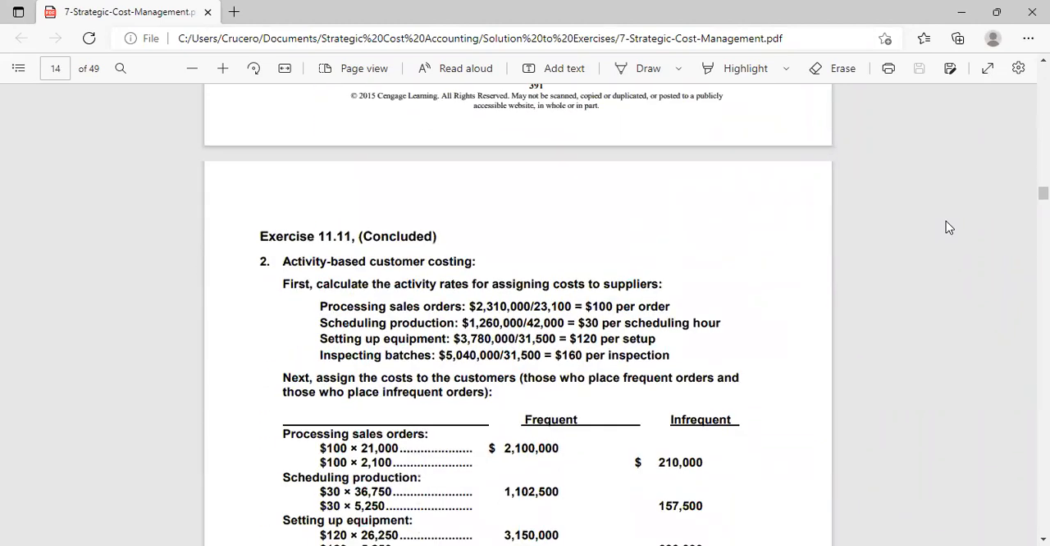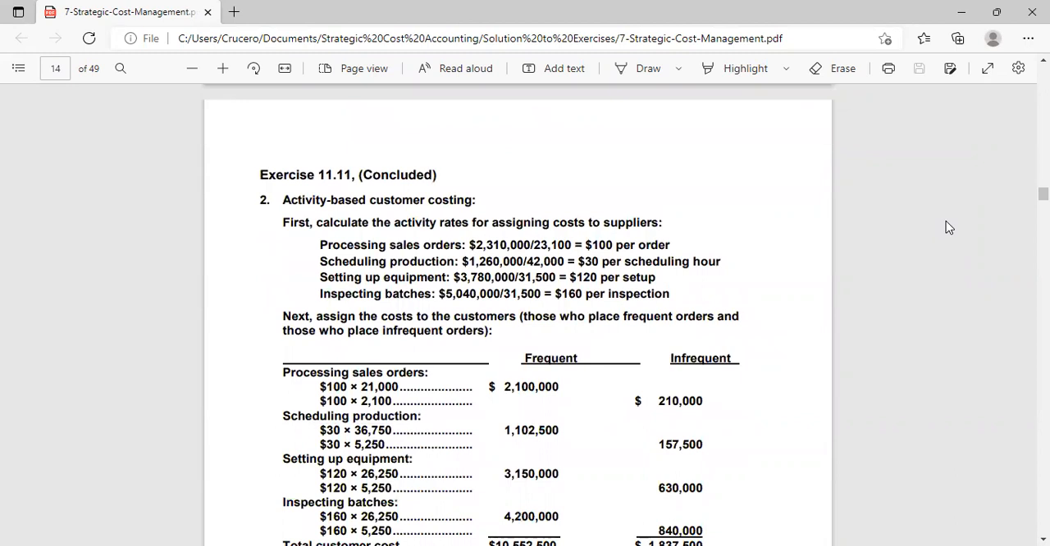Now, for requirement number 2, assign the customer-related activity cost to each customer type using activity rates. Now, calculate the profitability of each customer category. As a manager, how would you use this information? So in number 2, we are now using activity-based customer costing. First, we calculate the activity rates for assigning costs.